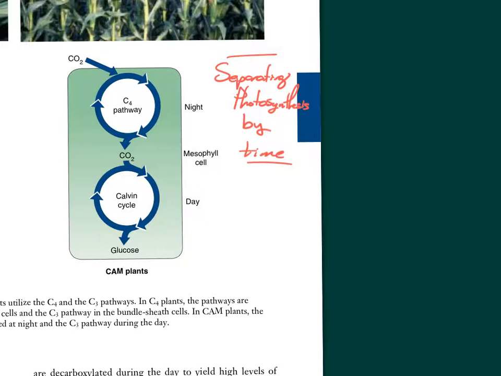You're separating by time. So now we're looking at CO2 coming in. See how it's all in the same tissue? It's all in the same cell. This is all the Calvin cycle. So the first thing you do is you take CO2 and you make C4. So at night, all you do is capture the CO2.